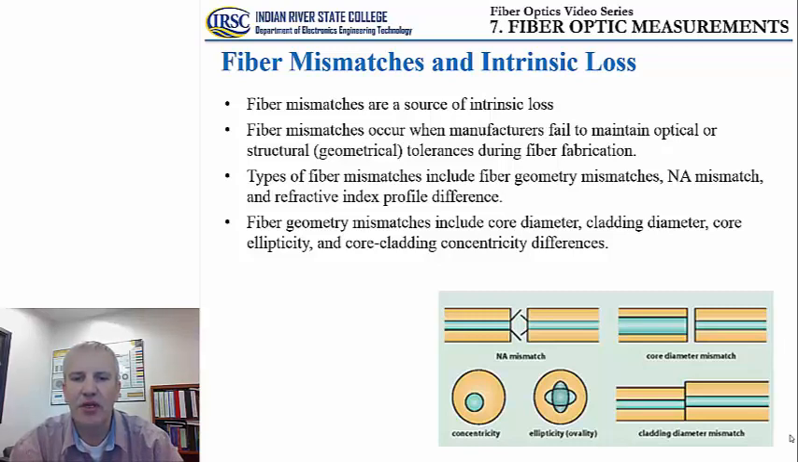So we see, for example, mismatch in the numerical aperture or certain issues with the concentricity. In other words, the glass core is not properly centered in the cladding. Or we also may have issues in regards to ellipticity of the glass core, where the glass core cross-section is not perfectly circular. Or we can also have a cladding diameter mismatch, where two optical fibers that are supposed to have the same diameter of the cladding don't, which would also create certain losses during the optical signal propagation along the fibers.